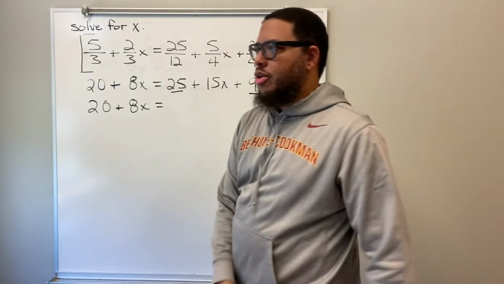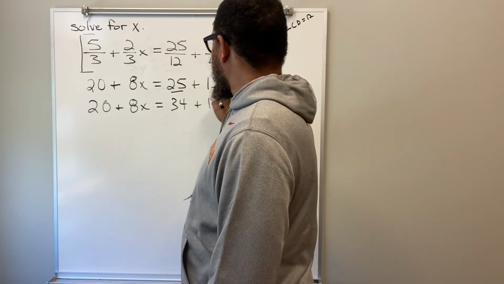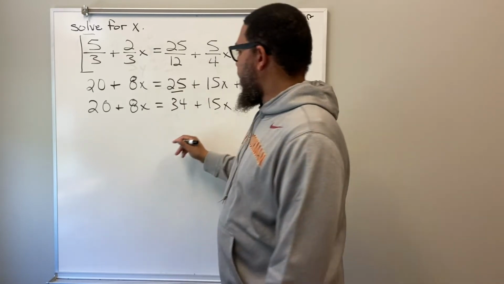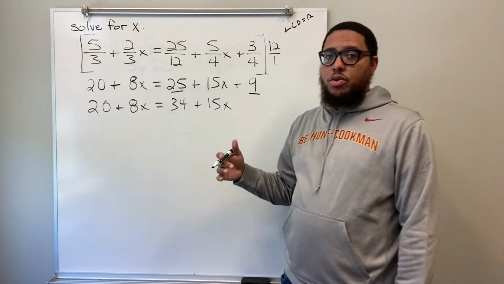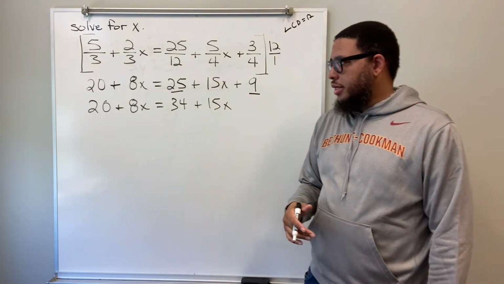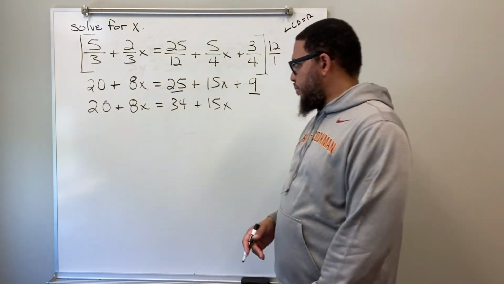25 plus 9 is 34. So I'm gonna write 34 and then plus 15x. All right, so now what I'm gonna do is I like to do a method called transposing. Or maybe I won't transpose. I mean, we got options, right? So maybe I won't transpose. Maybe I'll just do this.